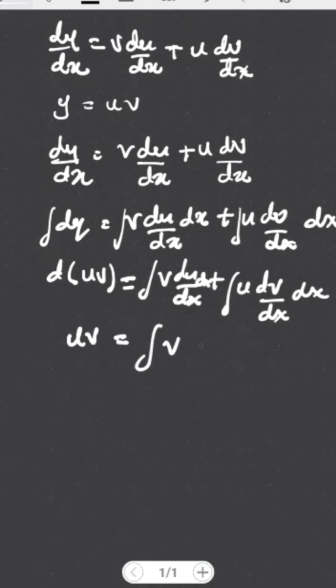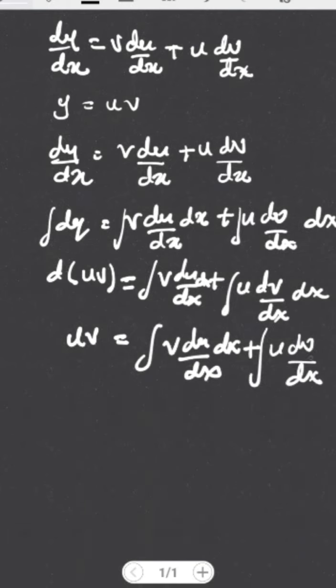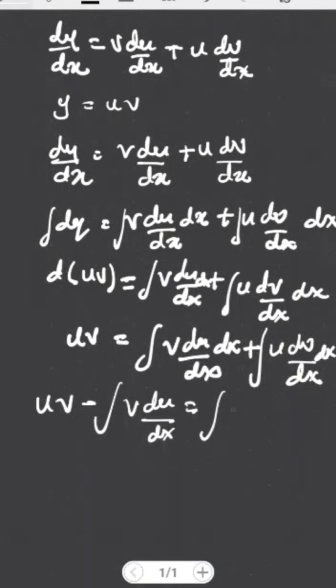equals the integral of v du/dx dx plus the integral of u dv/dx dx, and therefore I'm going to have uv minus the integral of v du/dx dx, which would be equal to the integral of u dv/dx dx.